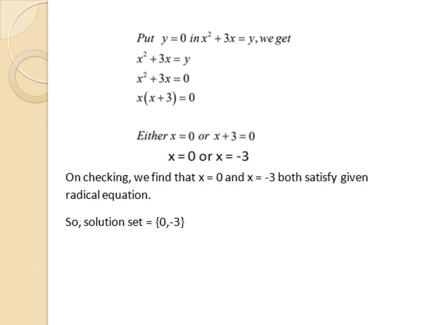As you know, students, in case of radical equations, it is not possible to write down the solution set without checking the roots. So we check both the roots by substituting x = 0 and x = -3 one by one in our given radical equation. And on checking, we find that x = 0 and x = -3 both satisfy our given radical equation. So these are roots of our given radical equation. So our solution set contains both the values of x, 0 and -3.